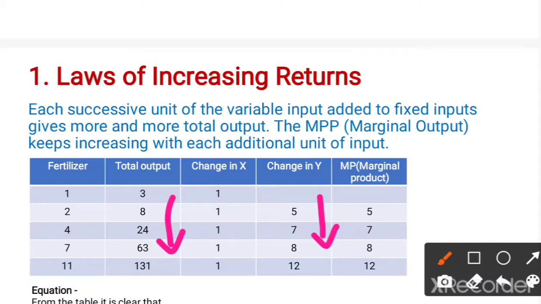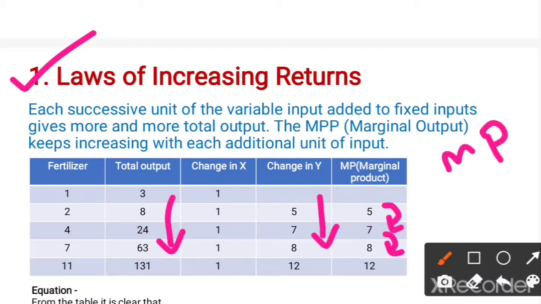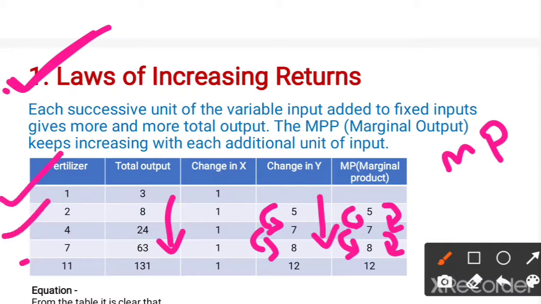Here you can define it in terms of marginal physical product also. If the marginal physical product is increasing, it will be the law of increasing returns, meaning that fertilizer is best for your field. So what is marginal product? It is when your output is increasing by the addition of one more unit of input. That is your marginal product. So after the addition of one more unit of input, your marginal product is increasing. This is the best case, the best law for a farmer. If you are getting this kind of result in your field, then you have to use that fertilizer.